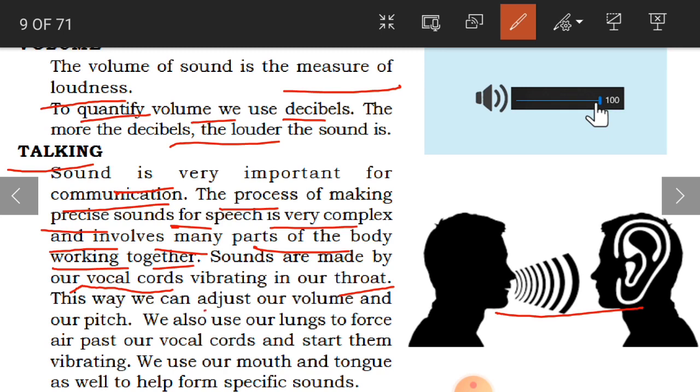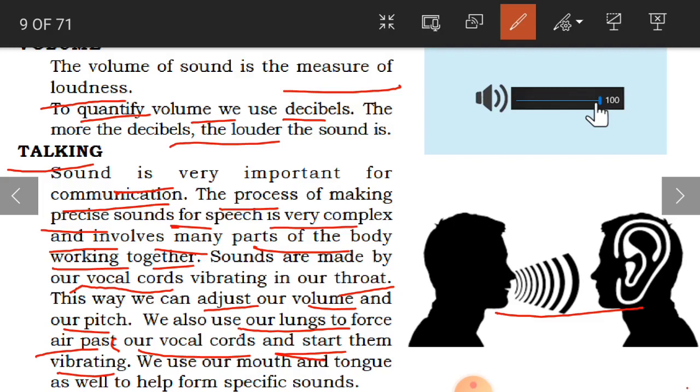Clear? This way we can adjust our volume and our pitch, to increase or decrease our volume. We can adjust our throat and our vocal cords. If you want to speak very loud, you have to put much pressure on your vocal cords. If you want to talk in a normal voice, there is no need to strain our vocal cords too much. We also use our lungs to force air past our vocal cords and start them vibrating.